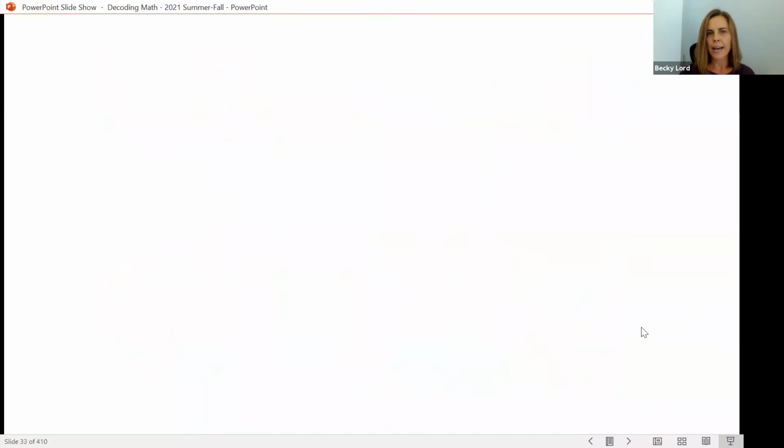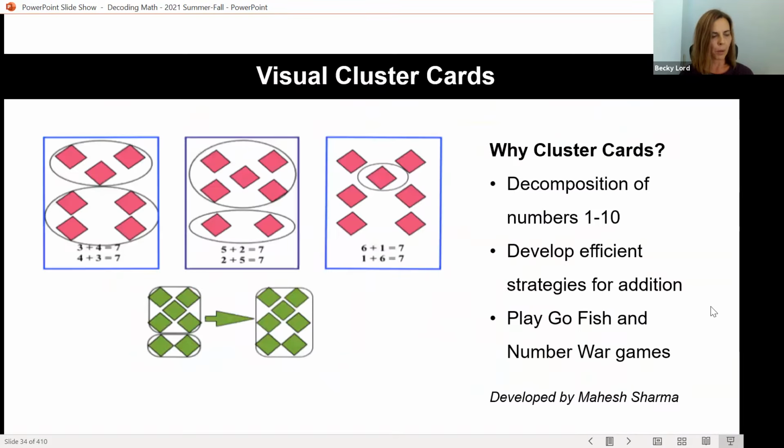Okay, and so then the cluster cards, just a little bit more about that. These were developed by Mahesh Sharma. And you can see that these really can be used in a lot of ways. So I use them to develop all the combinations for every number 1 through 10. And those are the videos that are available at that link. So I won't take time now to go through that. You can watch those videos.